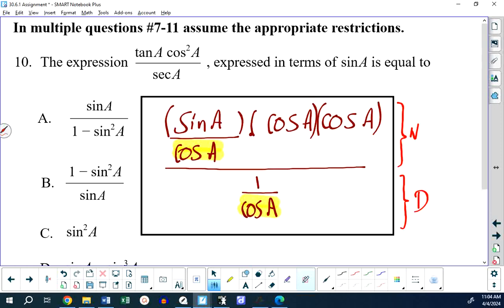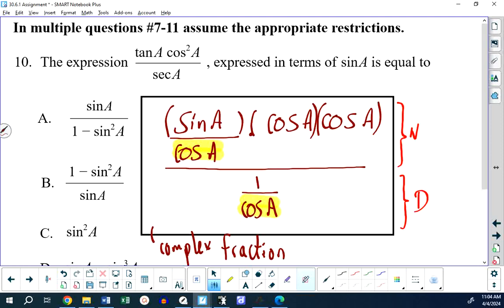But the issue is that within the numerator of the fraction, there are denominators, right? This cosine, well, there's a denominator, this cosine of A. And in the denominator of the fraction, there's a denominator. So this entire thing is called a complex fraction.